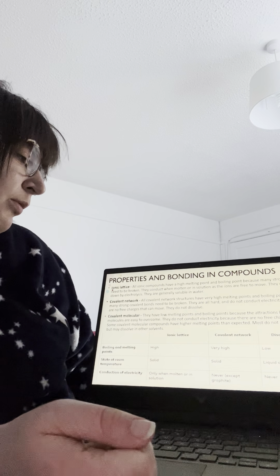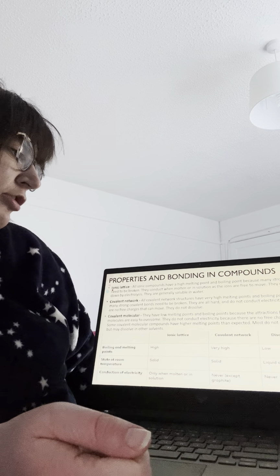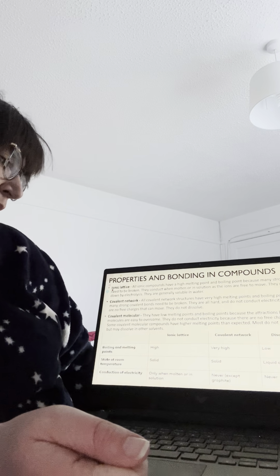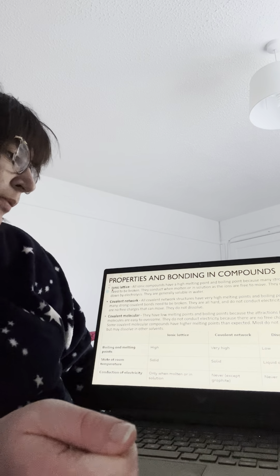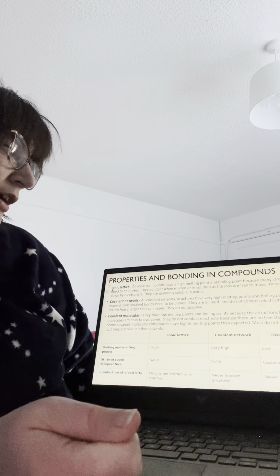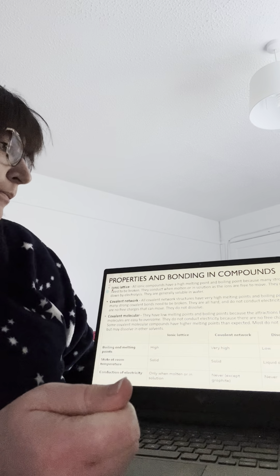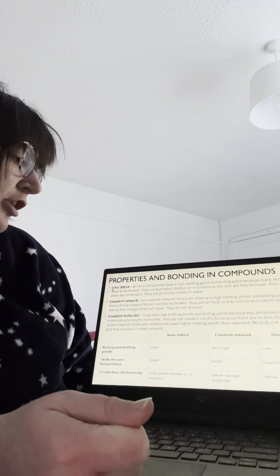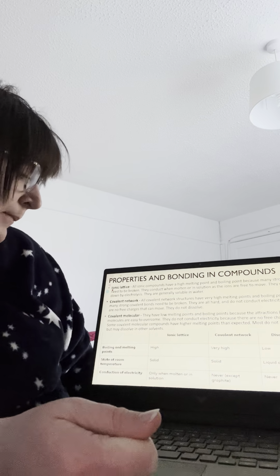The covalent network. All covalent network structures have very high melting points and boiling points because many strong covalent bonds need to be broken. They are all hard and do not conduct electricity because there are no free charges that can move. They do not dissolve.